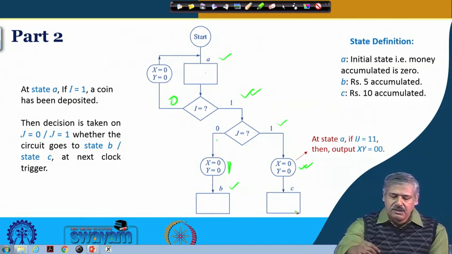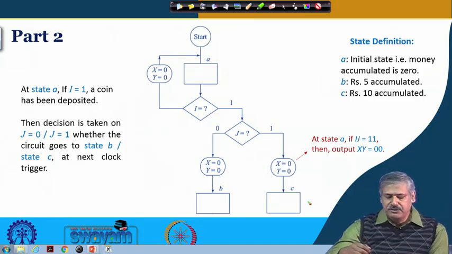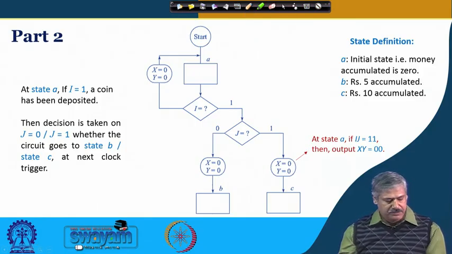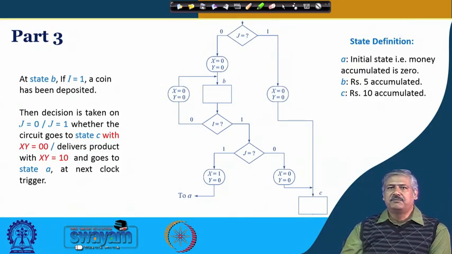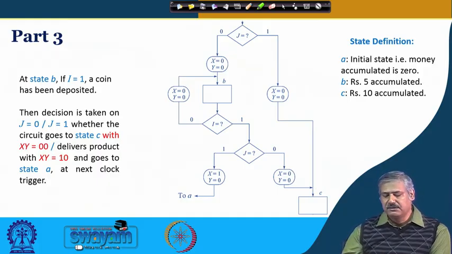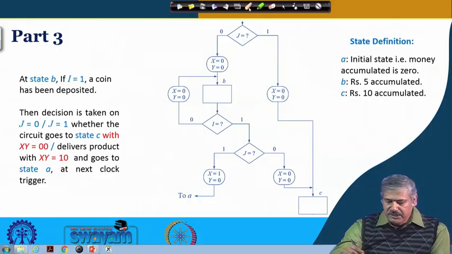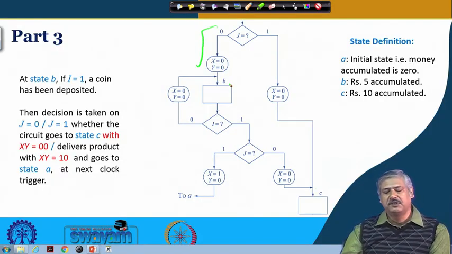Okay. So next, what will it do? It is either in state B or state C if one coin is deposited. So we shall examine each of these states. If it is at state B, consider that rupees 5 has been deposited just before it. So it is at state B. So we are following this path, we have come here.